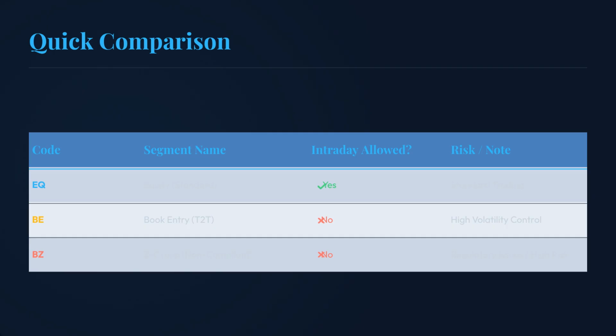Here is a quick comparison. EQ allows intraday trading and is for standard equity. BE and BZ do not allow intraday trading, with BE for high volatility control and BZ indicating regulatory issues or high risk.